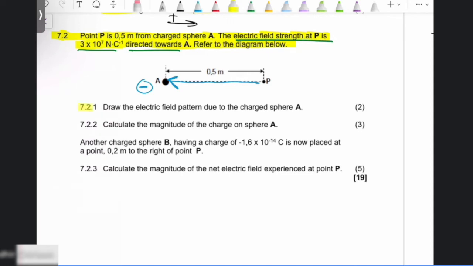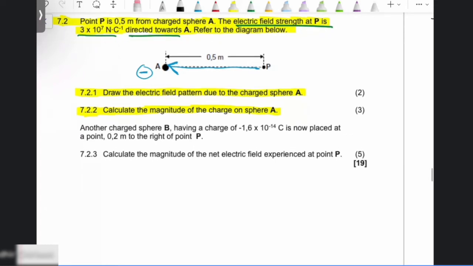So yes, 7.2.1: draw the electric field pattern due to the charged sphere A. Actually very simple. We know that it's a negative charge and field lines should just be going inwards, guys. So draw it perpendicular actually. Okay, so there it is. It then says calculate the magnitude of the charge on sphere A.